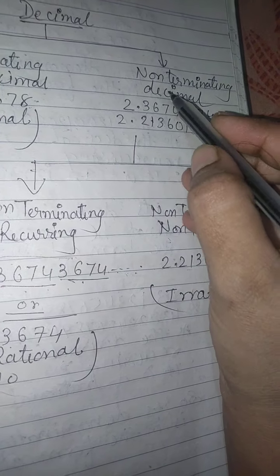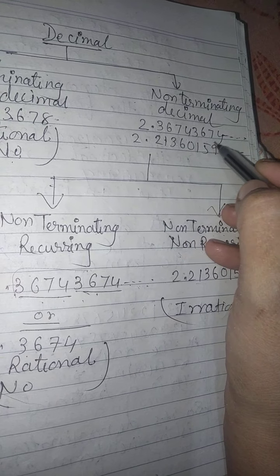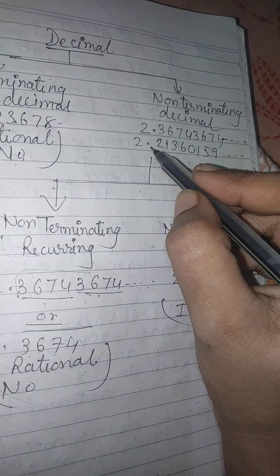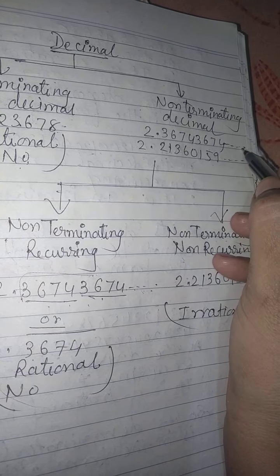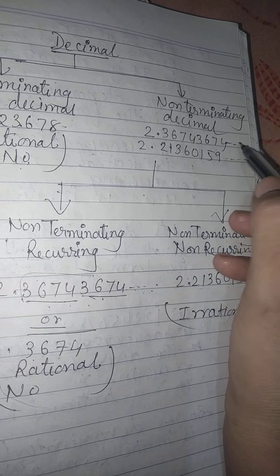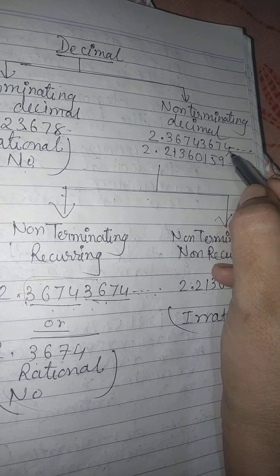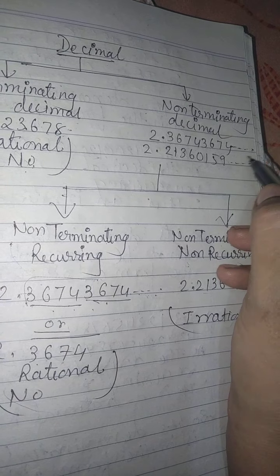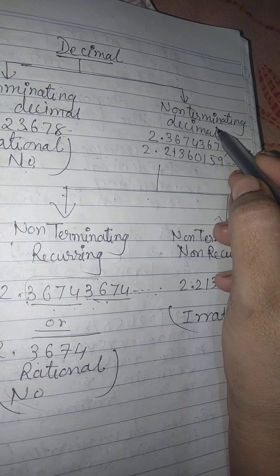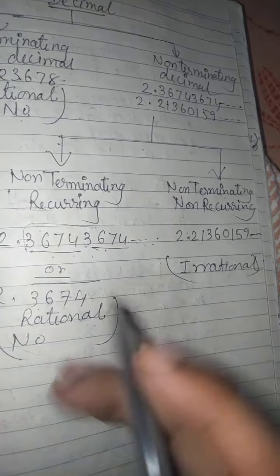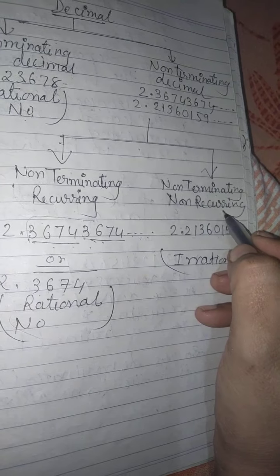Here I have written two examples for non-terminating: 2.36743674 and the second example 2.21360159. Here there is no end to the numbers after the decimal point. They are continuously repeating, meaning more and more numbers are added. It does not have any end. So such decimals are called non-terminating decimals. Non-terminating decimals are of two types: non-terminating recurring and non-terminating non-recurring.